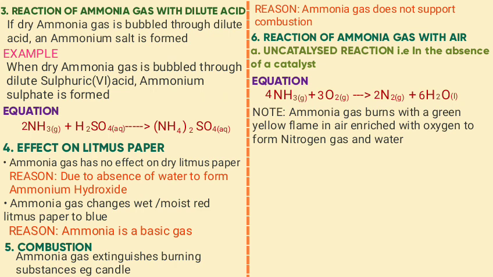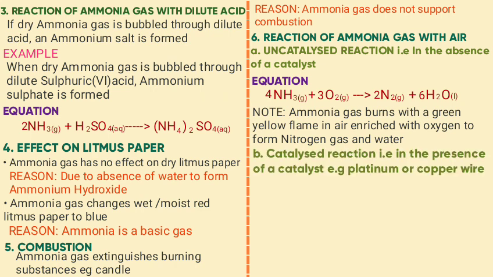Now situation number 2 is in the presence of a catalyst, e.g. platinum wire or copper wire. Equation: ammonia plus oxygen arrow nitrogen(II) oxide plus water. Balance the equation: place 4 with ammonia, 5 with oxygen, 4 with nitrogen(II) oxide, and 6 where there is water.